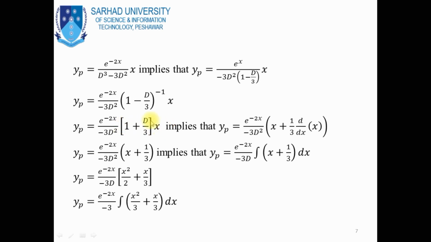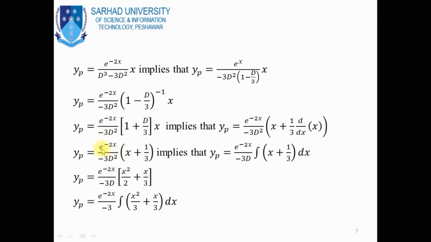So this is actually called the derivative. So 1 multiplied x, so x, and the derivative of x, you see over here the derivative of x is 1. So we obtain now e power minus 2x divided by minus 3d square into x plus 1 over 3.